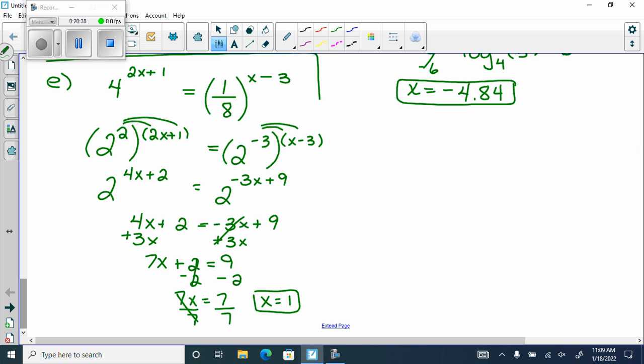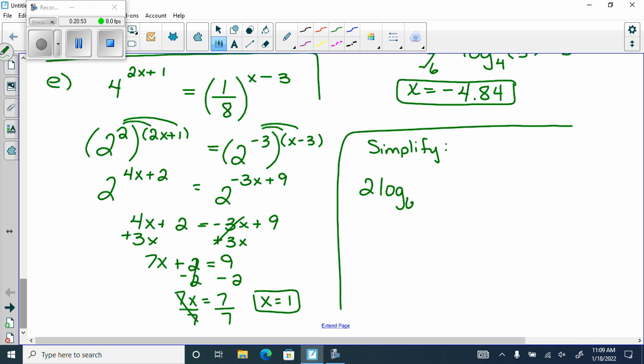Do you want me to do one of the log laws where you have to put them together? The different logs, same base? You want to try that one too? Okay, we're going to do simplify. I'll leave it here. Simplify. Simplify that one.